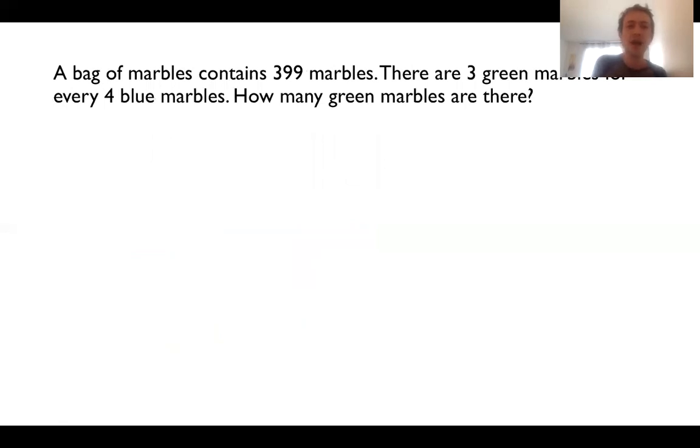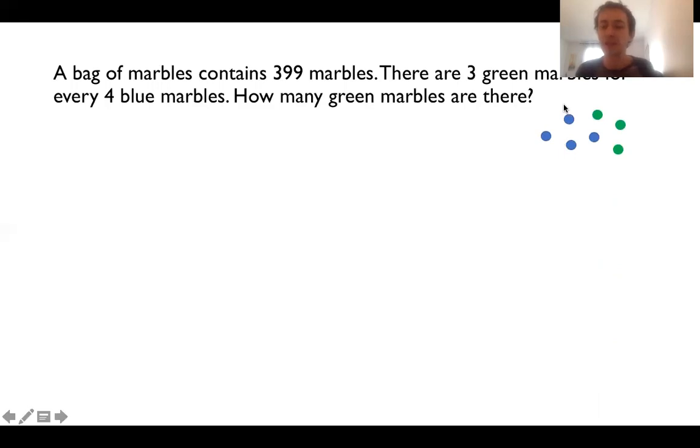One more question like this, which is a little bit trickier. It's saying that there's a bag of marbles containing 399 marbles. Some of them are green, some of them are blue. And what it tells you is there are 3 green marbles for every 4 blue marbles. Just be careful when you build the ratio for this one, or when you set up your cross multiplication. It's not 3 over 4. What it's saying is that there's 3 green marbles for every 4 blue marbles.